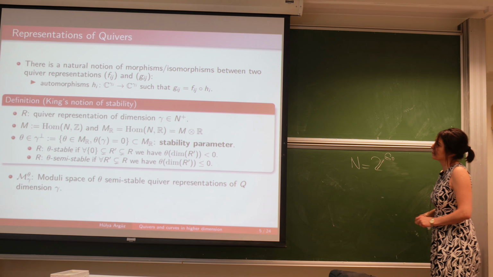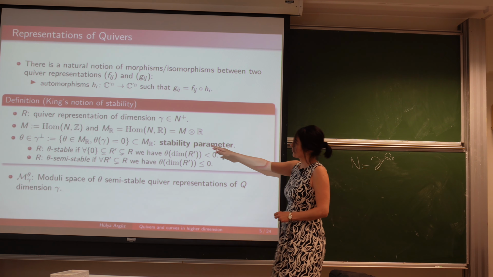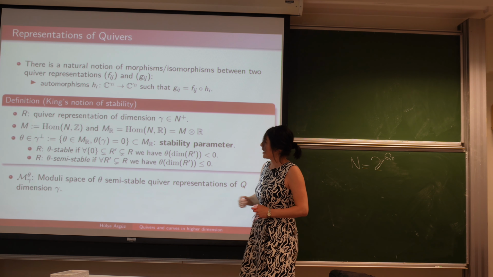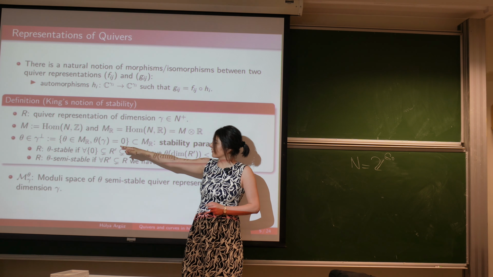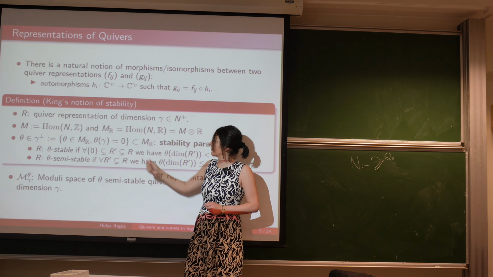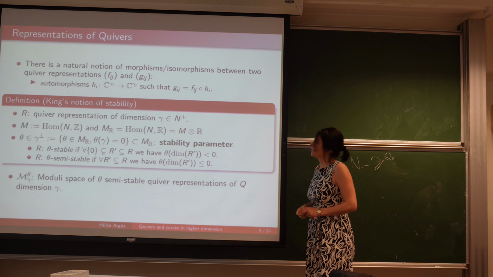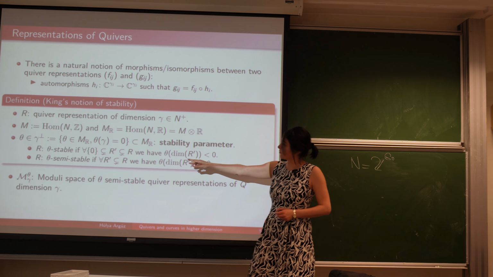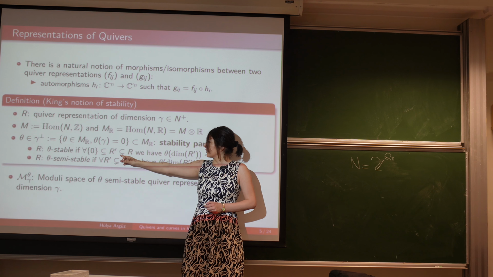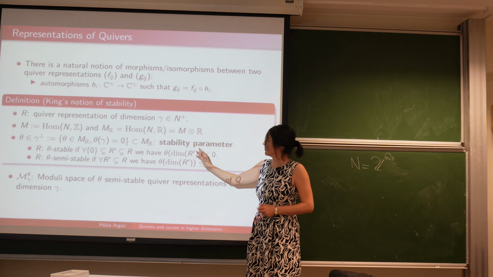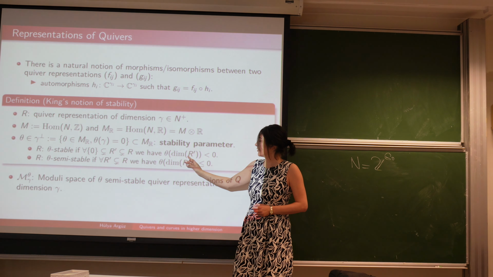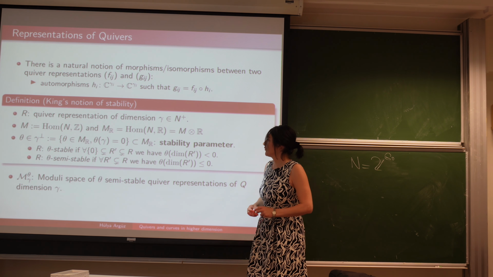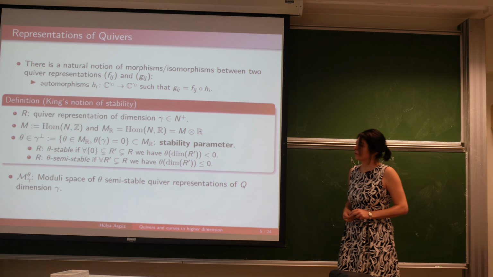And if you denote M as the dual lattice and M_R the associated real vector space, then for any point theta in gamma perp, which is an element of M_R, we call it a stability parameter, and you call your representation theta-stable if for any sub-representation the natural pairing between theta and the dimension of the sub-representation is smaller than 0, and semi-stable if it's smaller than or equal to 0.